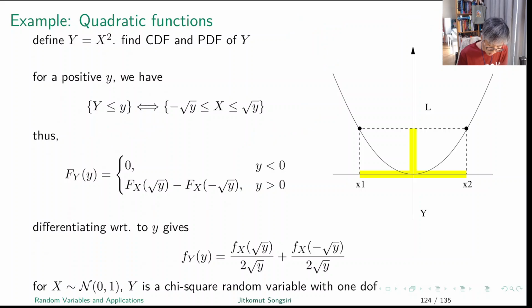So the question is the same. If I have a random variable x distributed as f_X, what is going to be the distribution of y?